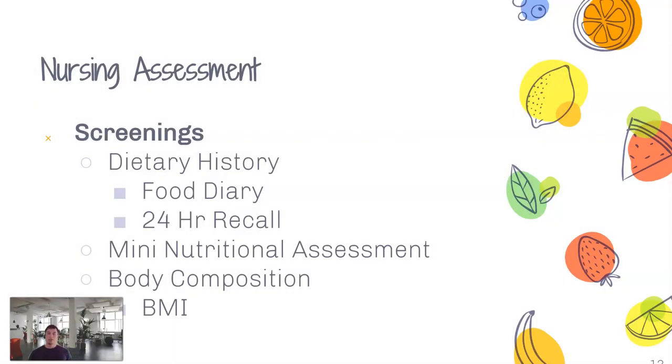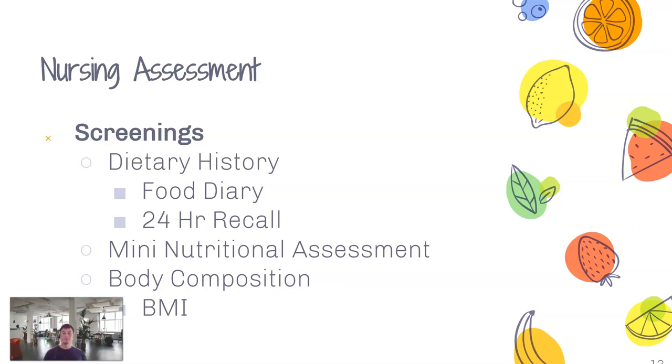So let's dive in and look specifically from the lens of the nurse. So nursing assessments, what are some of the screenings we can do in this arena? We can screen a dietary history. We can create a picture of the patient's food habits and their overall eating behaviors. Two popular ways to do that are a 24-hour recall and a food diary. We'll talk about the 24-hour recall first because it names all of the patient's foods eaten within the last day, as stated by the name, 24-hour recall.